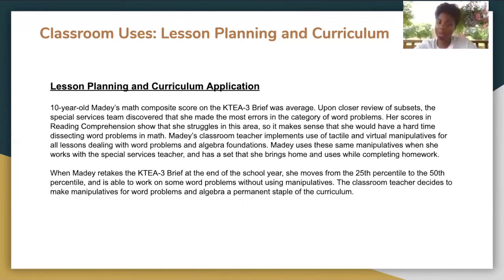So if we look at her composite score in math, it was actually average, but when looking at the subsets of categories, it was evident that she made the most errors in the category of word problems. This would make sense since she struggles with reading comprehension. It's probably hard for her to make sense of everything that's going on within a math word problem.